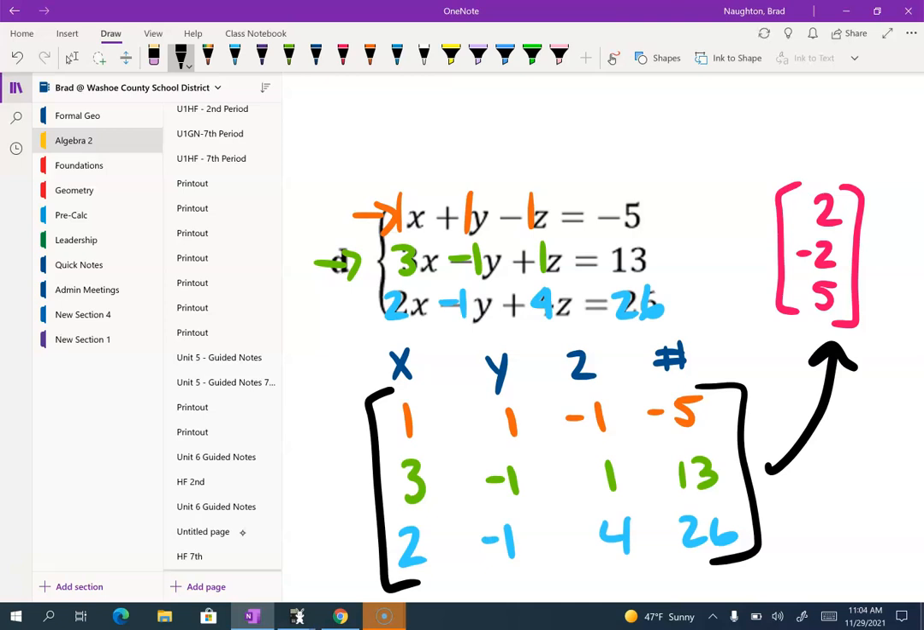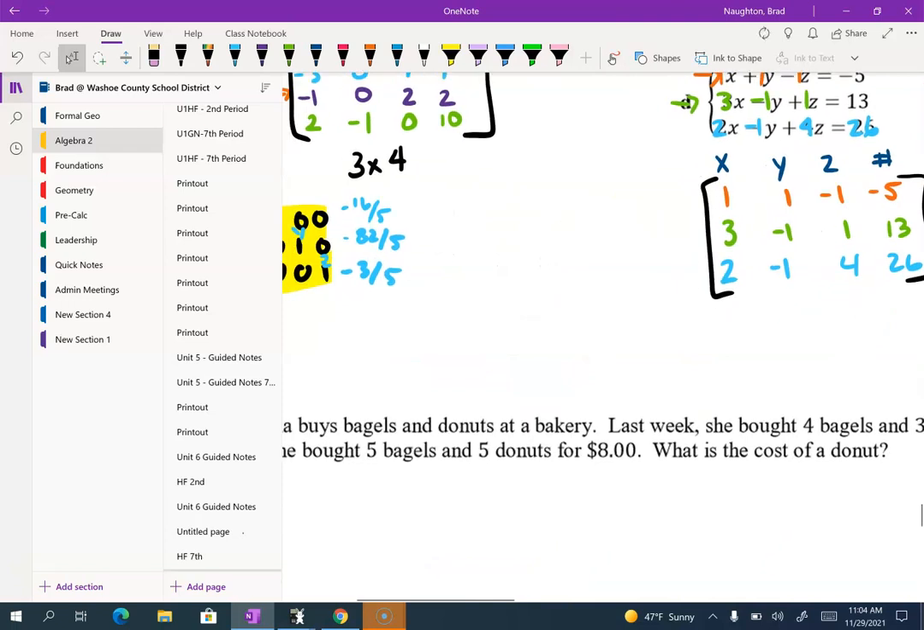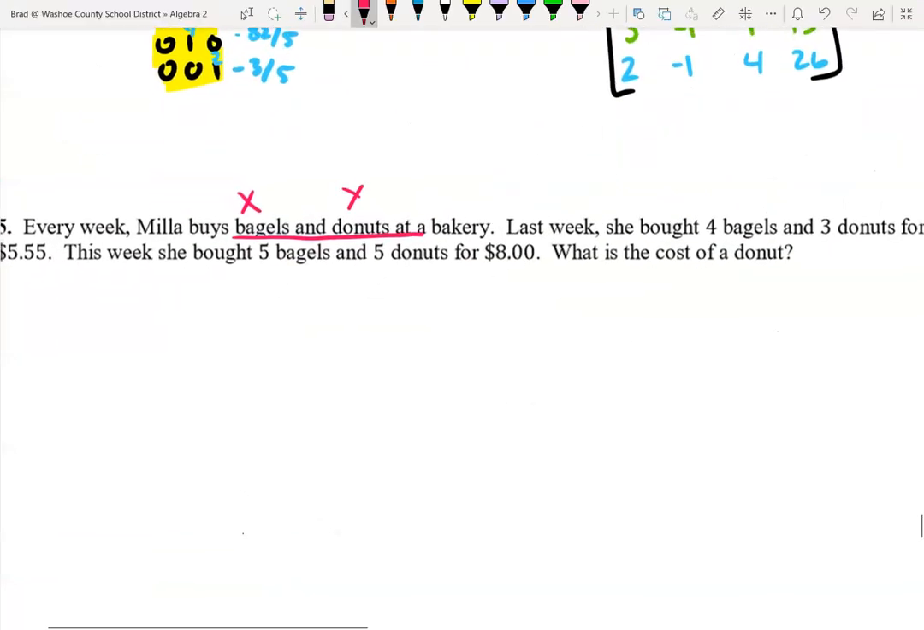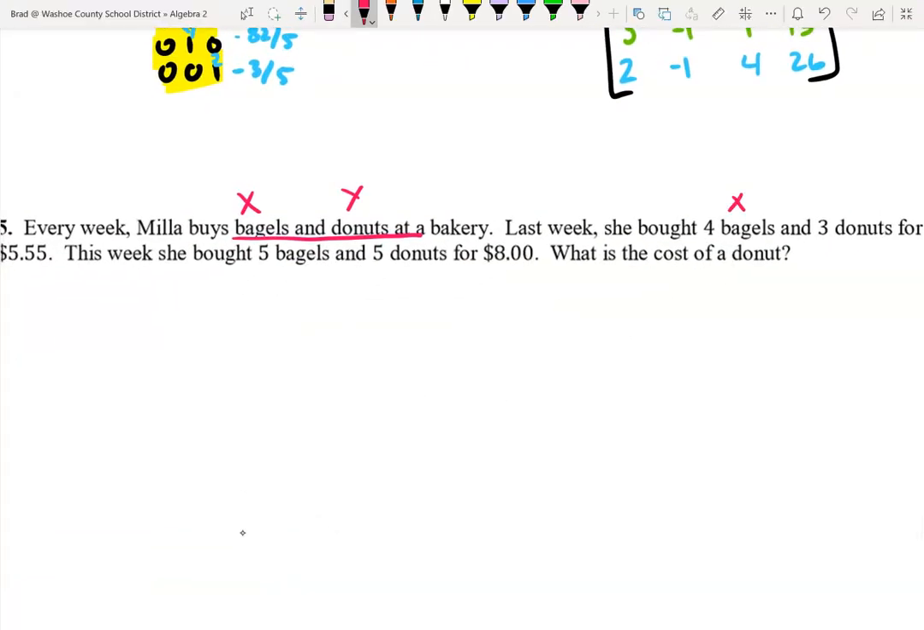Okay, so let's skip on to this next one here, number 5. So here we have an actual real-life example. Mila has bagels and donuts at a bakery, so I'm going to call bagels X and donuts Y. Alrighty, so last week she bought 4 bagels, so remember that's X, and 3 donuts, that's Y. So we're going to go 4X plus 3Y, and that was 5.55. I think it was supposed to be 5.50, but we'll move on.